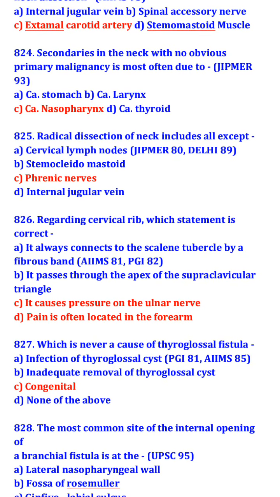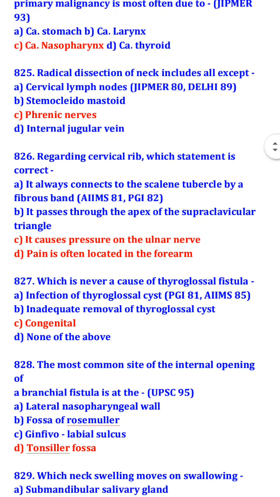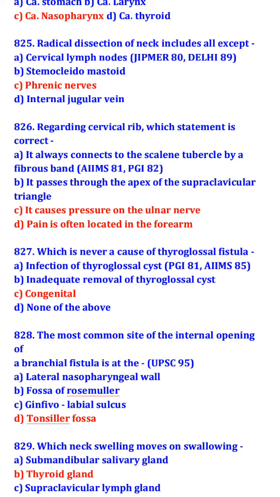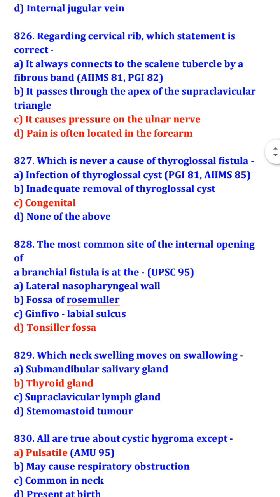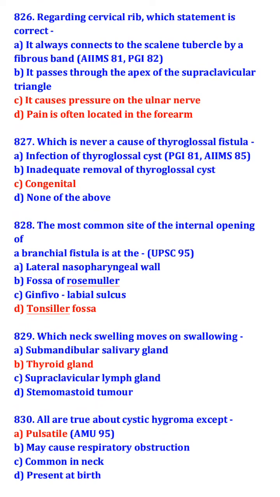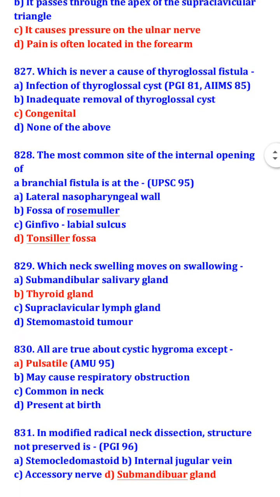Regarding cervical rib, which statement is correct? It causes pressure on the ulnar nerve and pain is often located in the forearm. Which is never a cause of thyroglossal fistula? Congenital is never a cause of thyroglossal fistula. Infection of thyroglossal cyst and inadequate removal of thyroglossal cyst can be a cause of thyroglossal fistula. The most common site of the internal opening of a branchial fistula is at the tonsillar fossa.